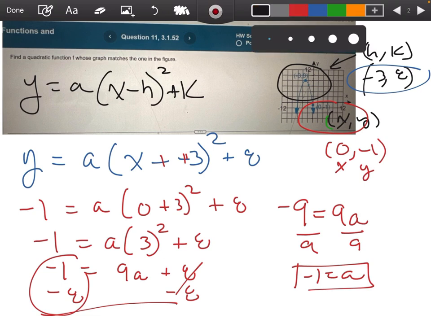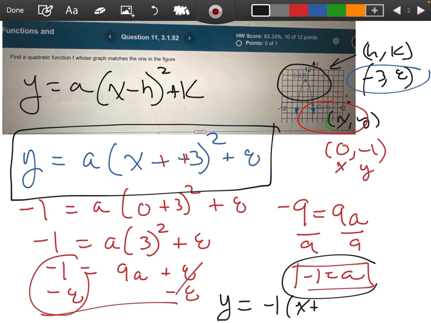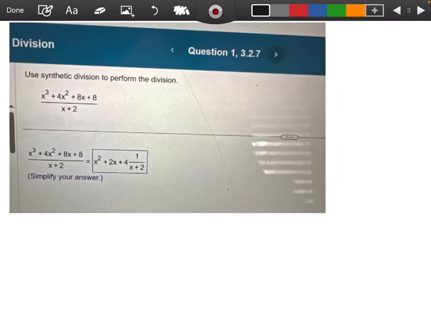Now, y'all, I'm going to come back to this equation right here and just replace that a with a -1. So we should get y equals -1 times (x plus 3) squared plus 8. So, y'all, this is number 11 out of 3.1, and then we actually have another question, number 1 out of 3.2. So let's try this one.